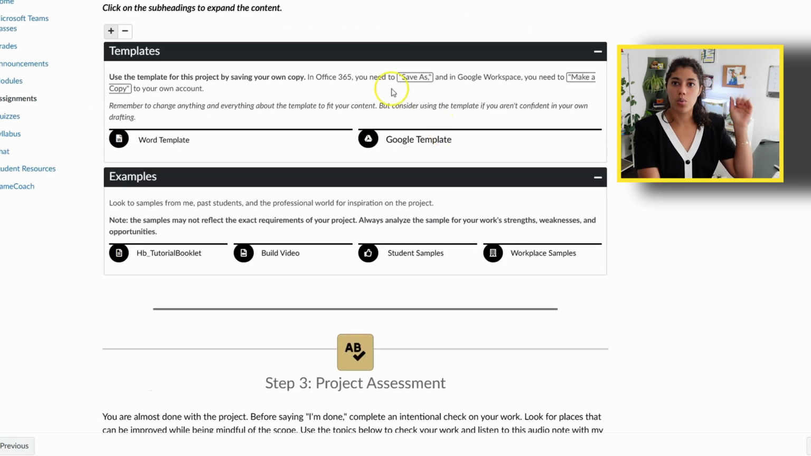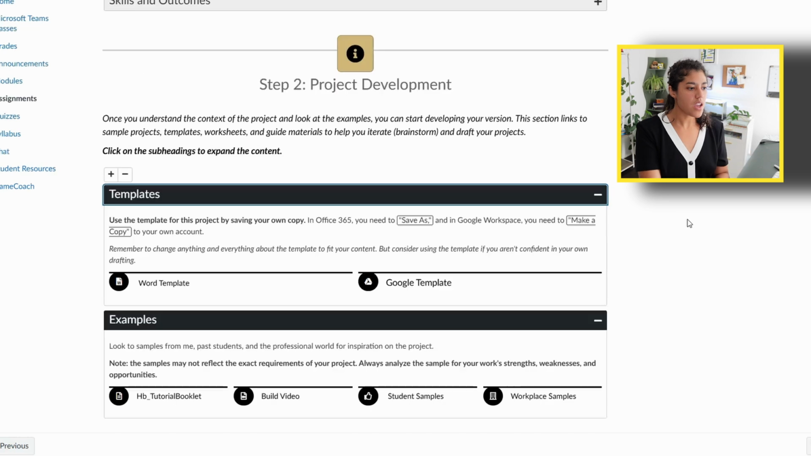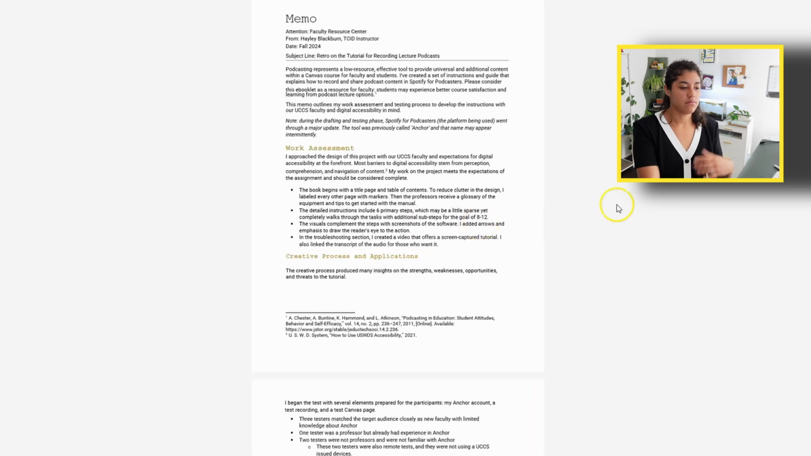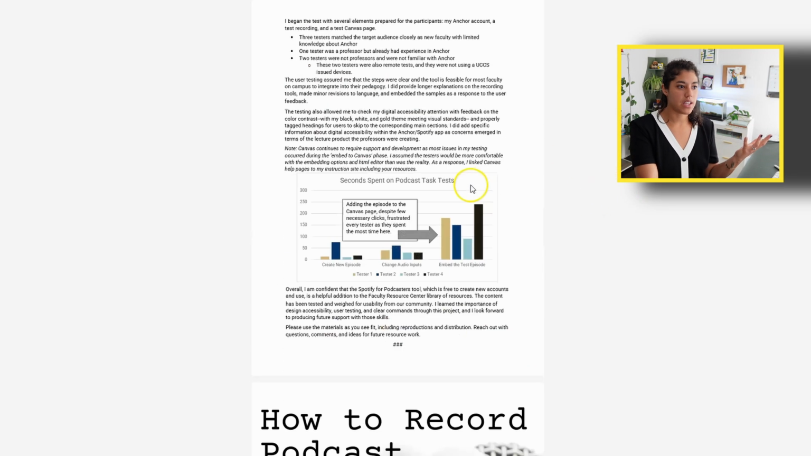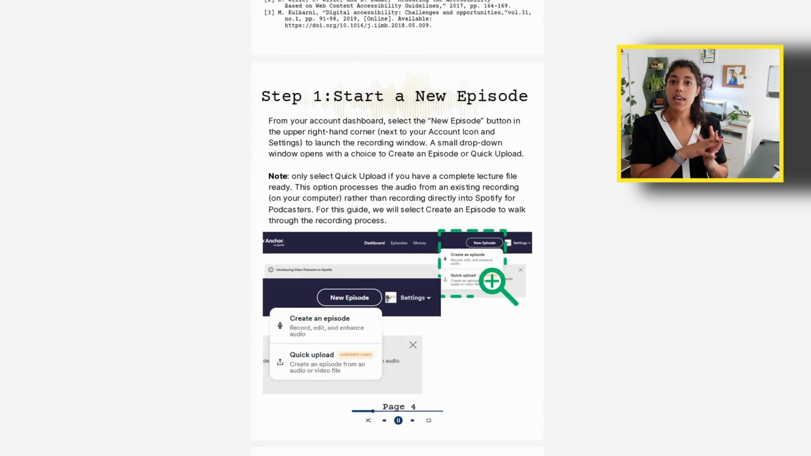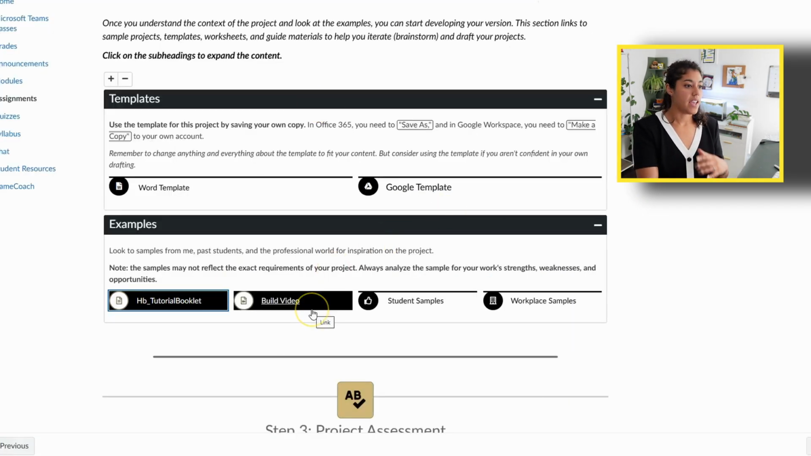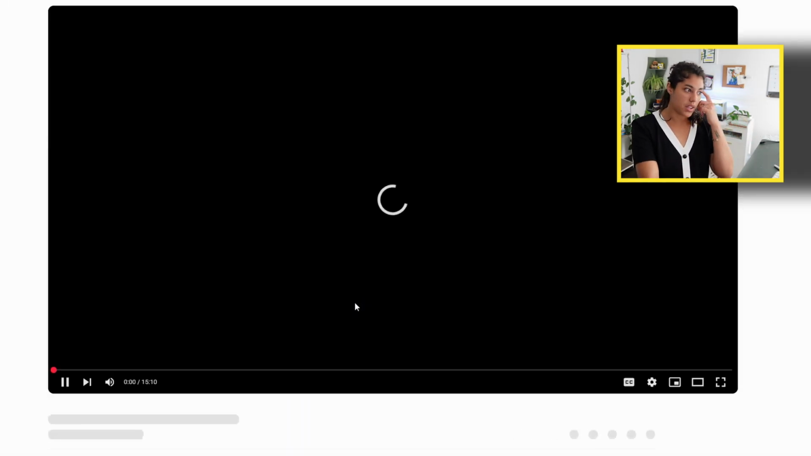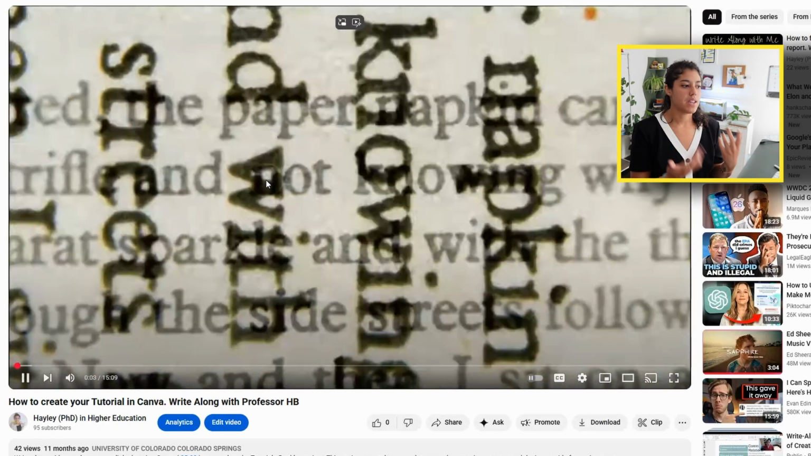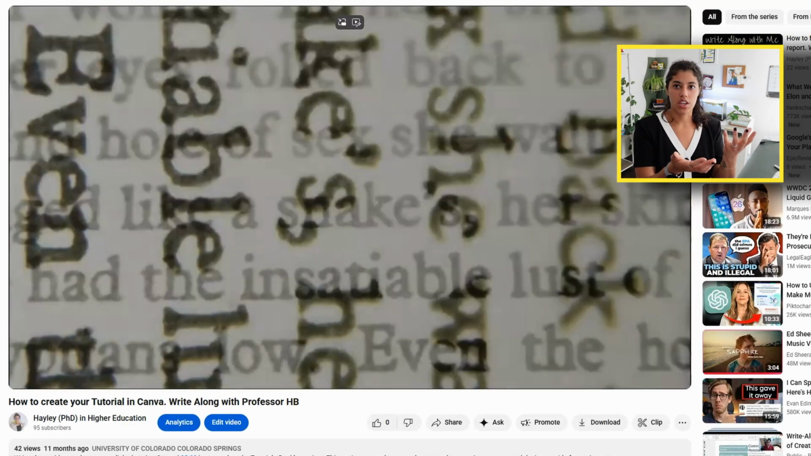so they could download a Word doc or a Google template. And then I gave them an example. So I always made my own example that they could download so they could see, okay, here's what my professor did and kind of what she's expecting. And then while I was making my example, I just did a screen recording of me doing the process. And then I was able to turn that screen recording into video content.